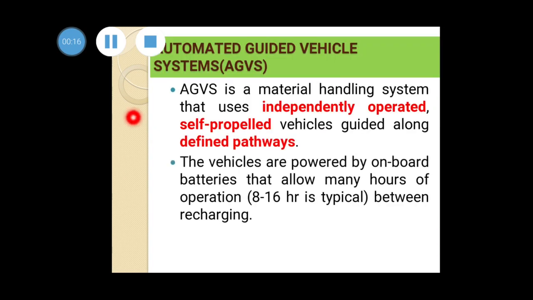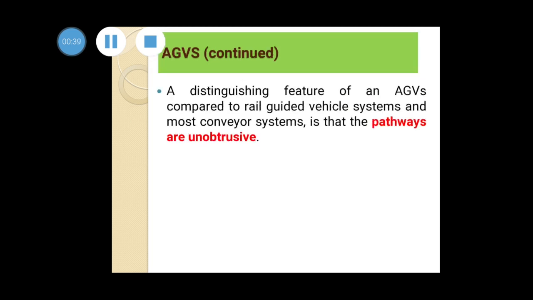Automated Guided Vehicle Systems or the AGVs is a material handling system that uses independently operated, self-propelled vehicles guided along defined pathways. The vehicles are powered by onboard batteries that allow many hours of operation, mostly 16 to 18 hours between recharging. A distinguishing feature of an AGV when compared to a rail guided vehicle system and most conveyor systems is that the pathways are unobtrusive.